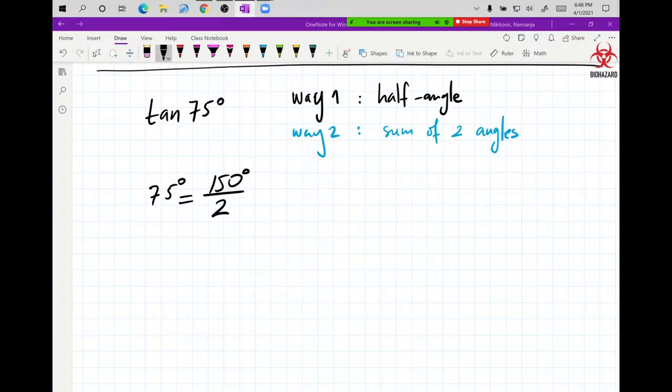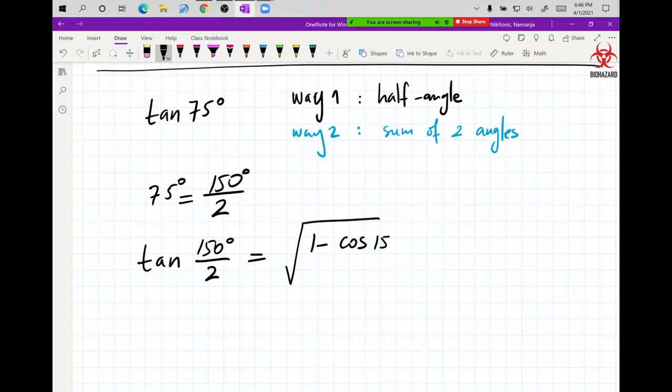So now, when I write this, it will be actually tangent of 150 over 2. And then we use our tangent of a half angle formula, which is the square root of 1 minus cosine of 150 degrees divided by 1 plus cosine of 150 degrees.